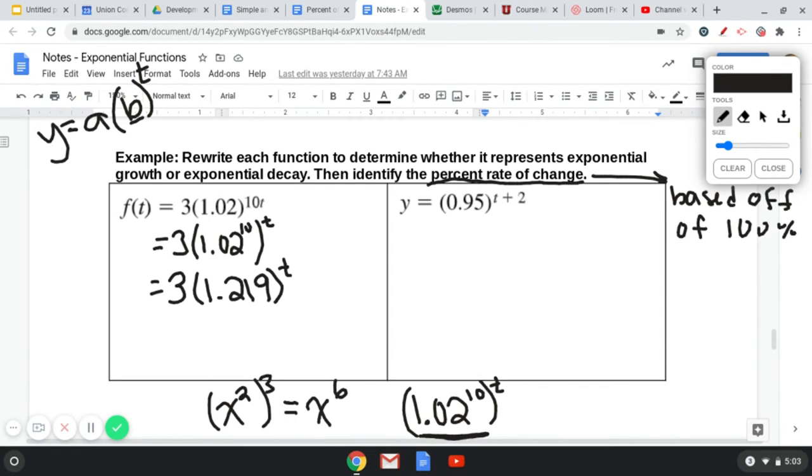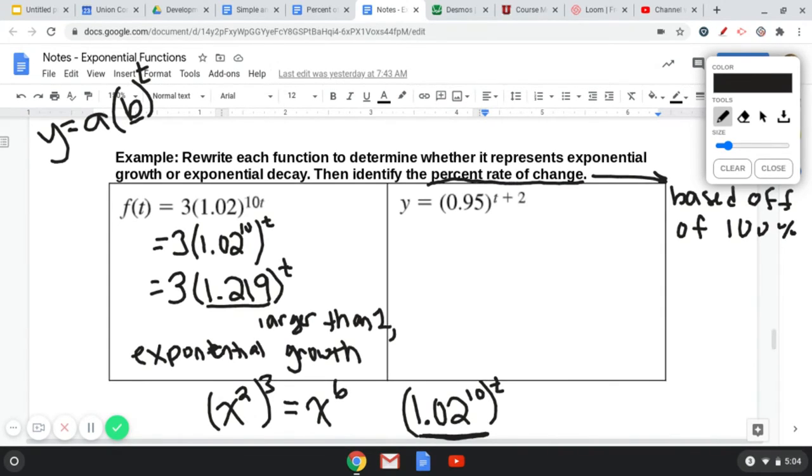And now this helps us determine exponential growth or decay, because this is larger than 1, so we have exponential growth. And if you were to graph this, you can see that it would curve like this.